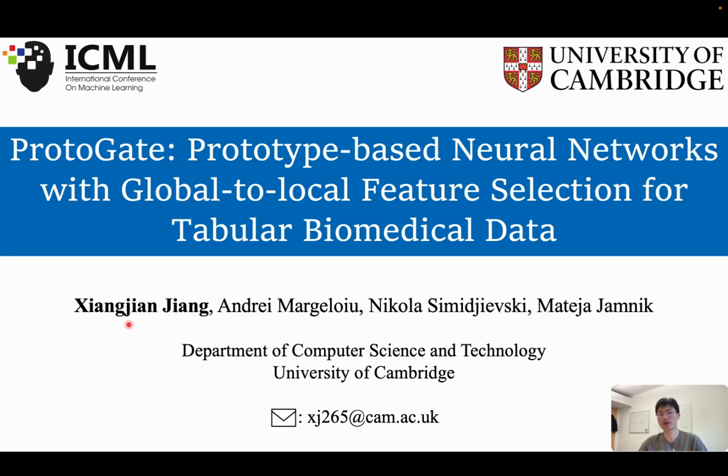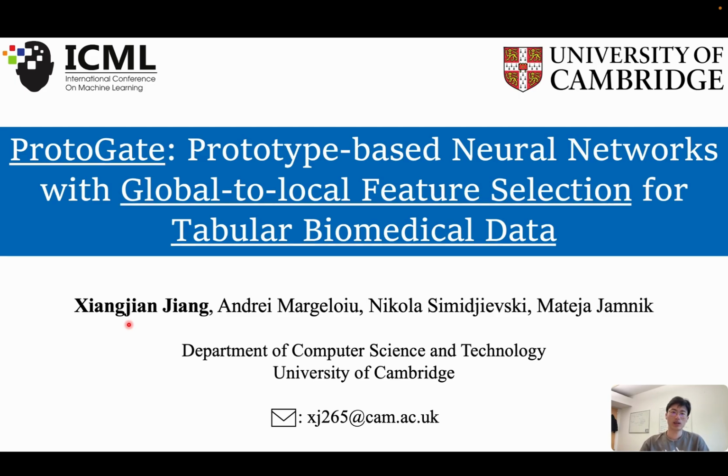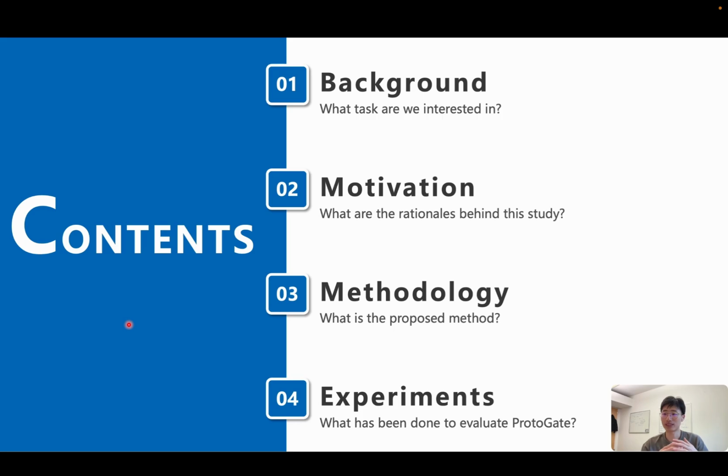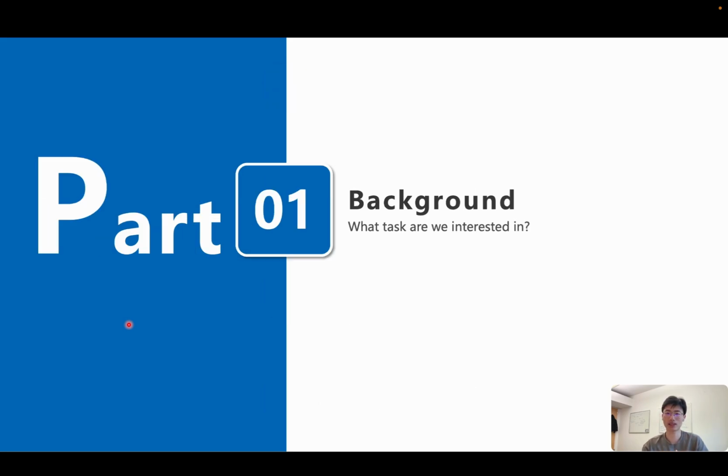Okay, let's start from the title. We can see that there are three key points. Firstly, we mainly focused on the challenges of tabular biomedical data. And secondly, to address these challenges, we propose a novel feature selection method. And thirdly, it's called ProtoGate. Today, I will present ProtoGate from four aspects.